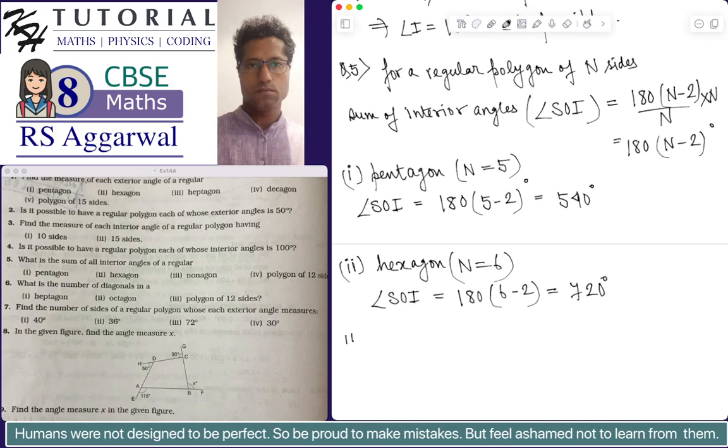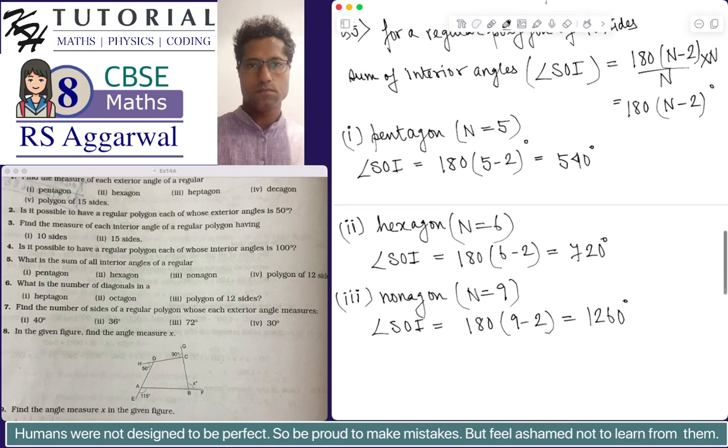Next is the nonagon. Nonagon means a polygon having 9 sides, that is capital N is equal to 9. Therefore, the sum of all the interior angles of a regular nonagon will be equal to 180 multiplied by (9 minus 2), which will be equal to 1260 degree. 180 multiplied by 7 is 1260.